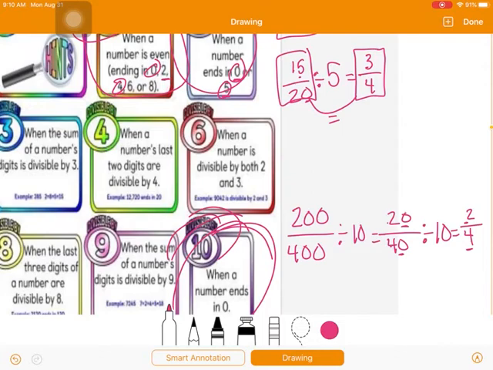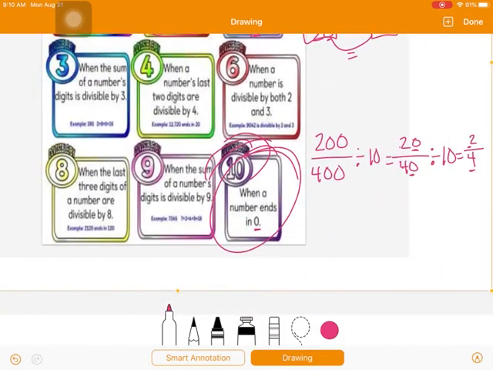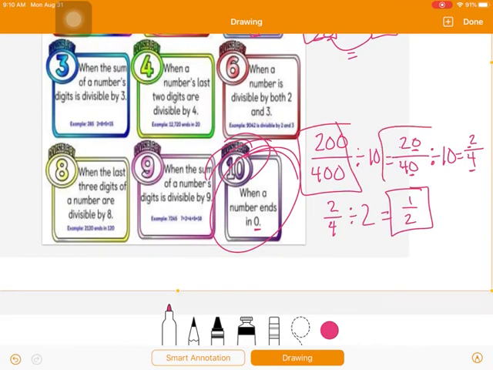2 and 4 means I can divide by 2. So 2/4 divided by 2, top and bottom. 2 goes into 2 once. 2 goes into 4 twice. 1/2 is my simplified answer. And all 4 of these fractions are equivalent fractions.